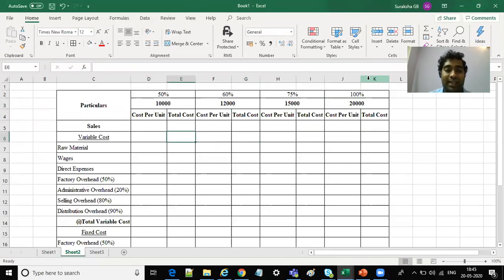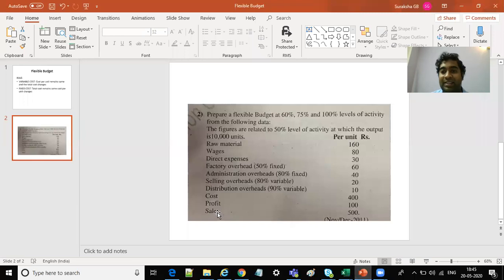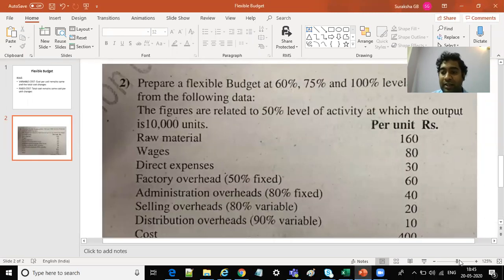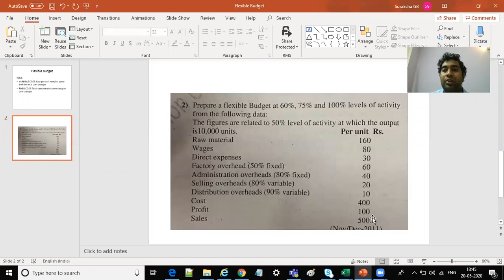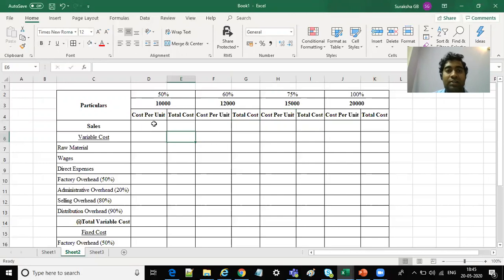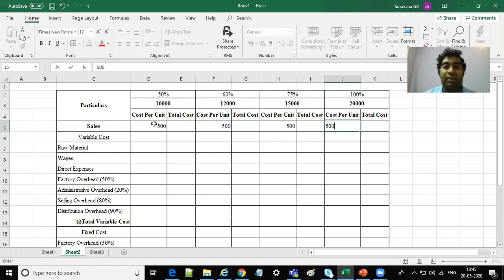Next, I'll come back to the sales. In the problem, the sales is given as 500 per unit, 500 rupees per unit. So at all levels, the sales per unit will be 500, 500, 500 and 500. Remember, the sales per unit is given as 500. So the per unit figure is going to remain the same irrespective of the level of activity.